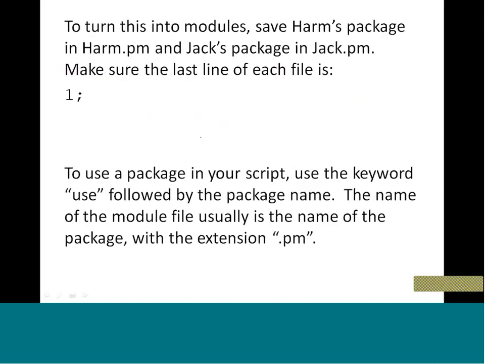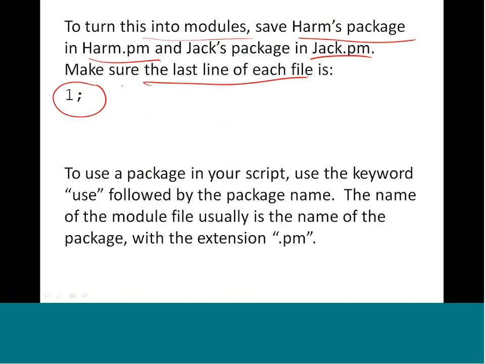So for that we need to turn these packages into modules. To turn this into modules, we save Harm's package as harm.pm and Jack's package as jack.pm. But one small change that we make: we put one semicolon as the last line of each of the files.